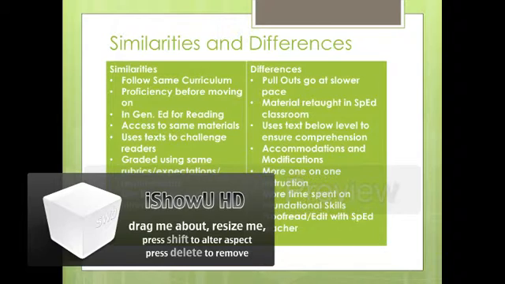They both need to be proficient before moving on, so they need to know and understand those skills, and be able to proficiently perform those skills before they advance on to the next skill set. They both are in the general ed classroom for reading. They have access to the same materials. They both use text to challenge readers.